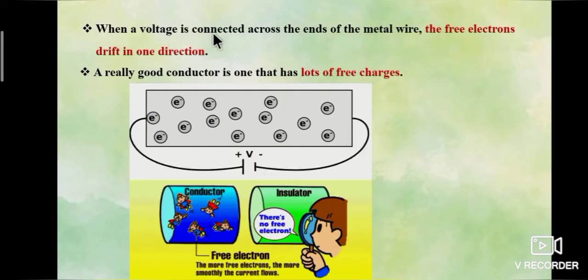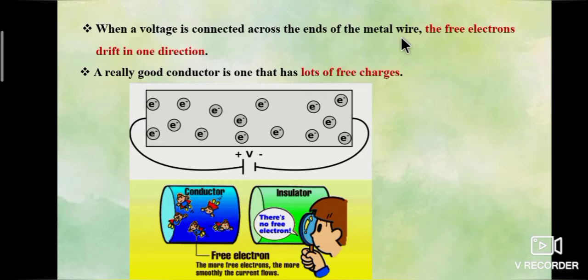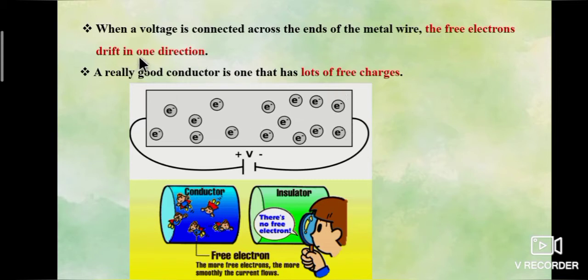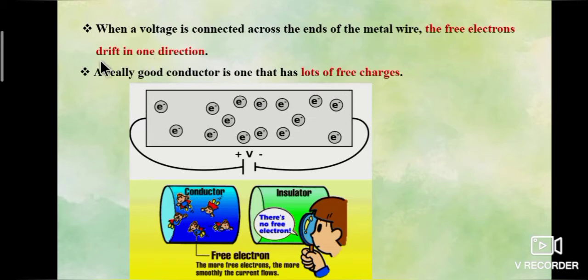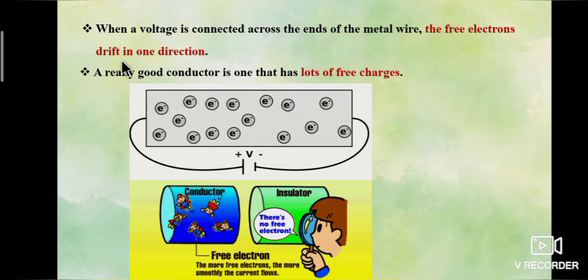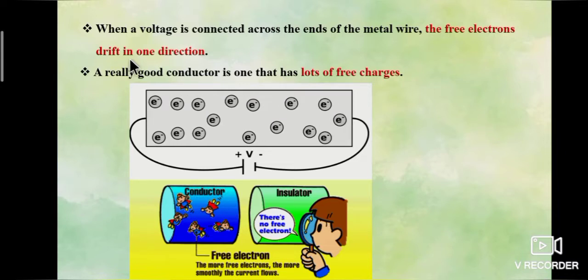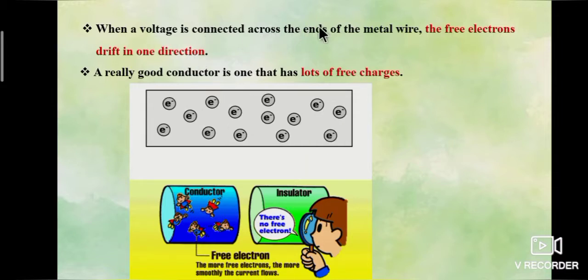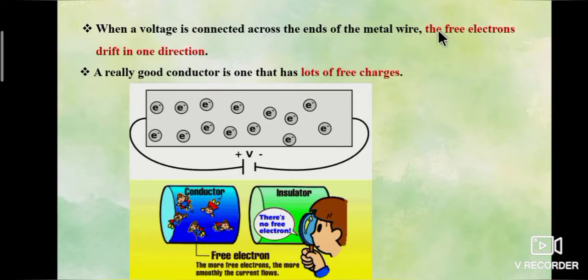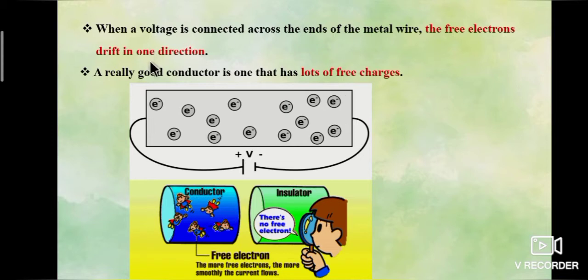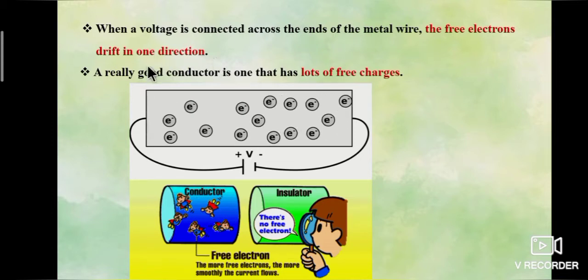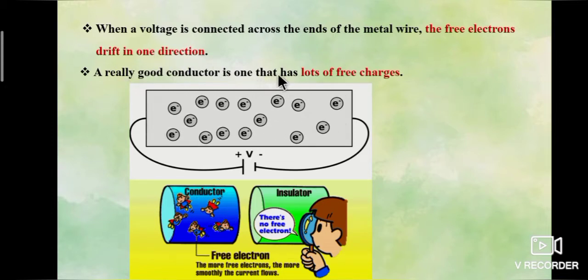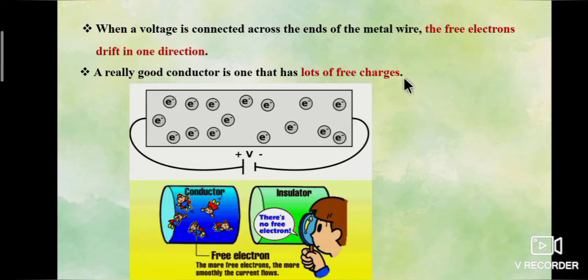When a voltage is connected across the ends of the metal wire, the free electrons drift in one direction. What is drift? Drift means move slowly. So the electrons move slowly in one direction. When a voltage is connected across the ends of the metal wire, the free electrons move slowly in one direction. A really good conductor is one that has lots of free charges.